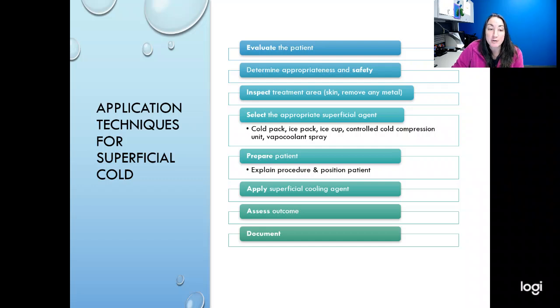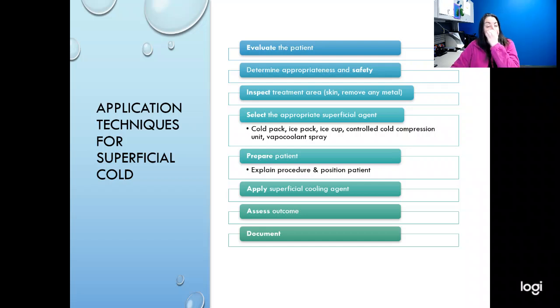Application. So first we evaluate the patient. We determine if they're safe to have ice. We inspect the area and remove any metal, because remember, metal gets cold faster than other things like skin. And then we apply superficial agents. So the superficial ice modalities are cold pack, ice cup, controlled cold compression unit, vapocoolant spray.